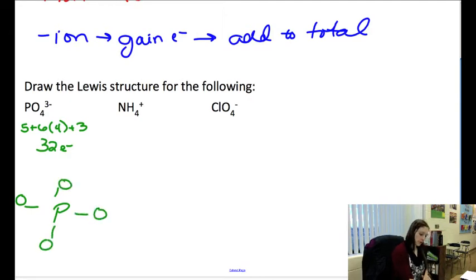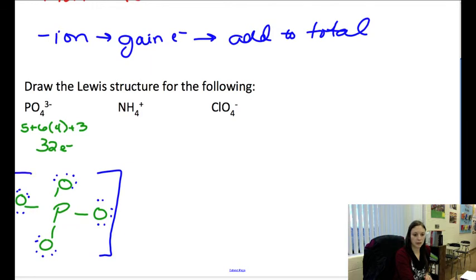I haven't quite used up my 32, so I try and give everything 8. All of my dots. Give every oxygen 8. This phosphorus already has 8, so it's happy. And if I count all those up, that's going to be 32. Sometimes you'll see these ions in brackets, like a big bracket, and then it'll have the 3 minus on the outside. They just do that to make sure that you know that that's supposed to be an ion. I don't make you do that, just draw the Lewis structure.